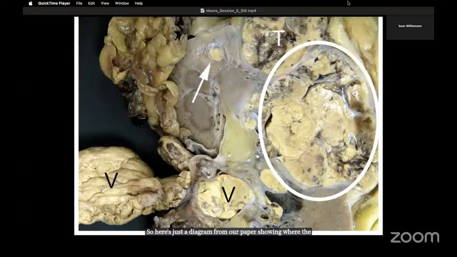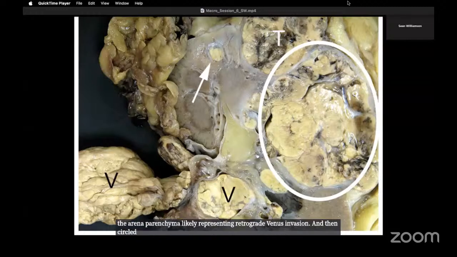That's where I think that the primary tumor originally was. The letter V shows the main renal vein involvement with a large tumor thrombus. The white arrow is a small nodule within the renal parenchyma, likely representing retrograde venous invasion. And then circled in the white circle, I think it becomes difficult to figure out how much of that is intravascular or how much of it is the original primary tumor.